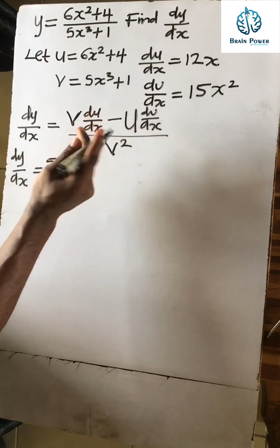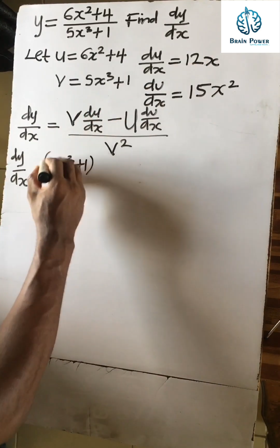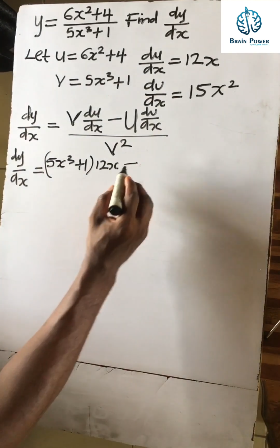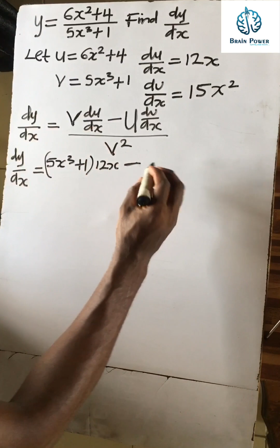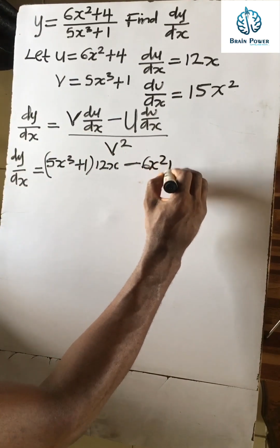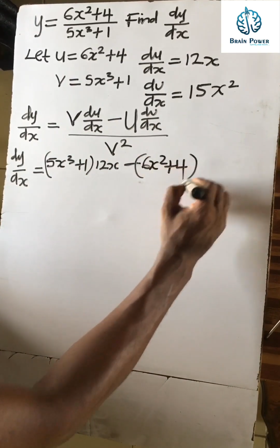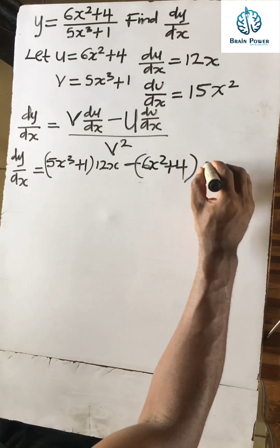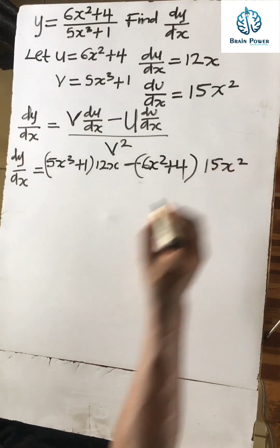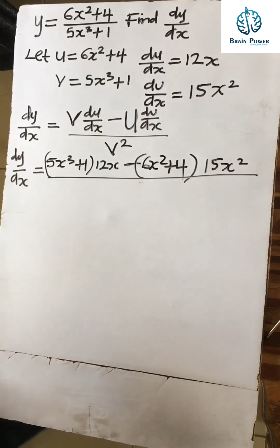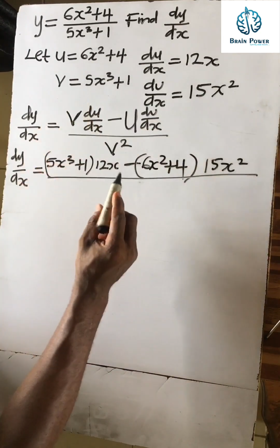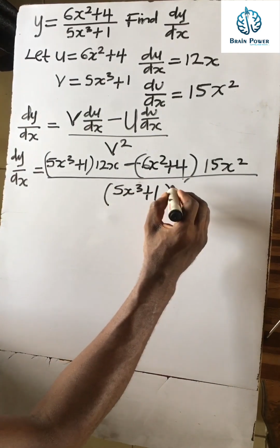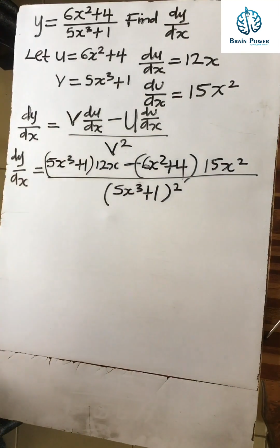Then we have du/dx to be 12x. Then we have minus, we have u to be 6x to the power of 2 plus 4, and we have dv/dx to be 15x to the power of 2. Then we have divided by v squared, which is 5x to the power of 3 plus 1, bracket to the power of 2.